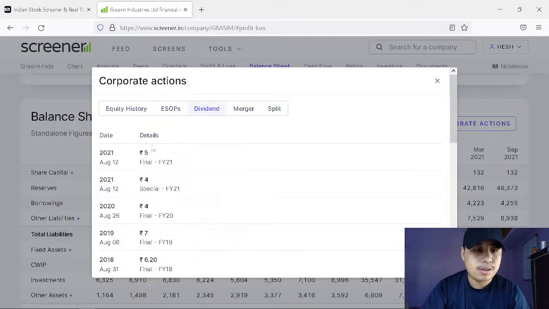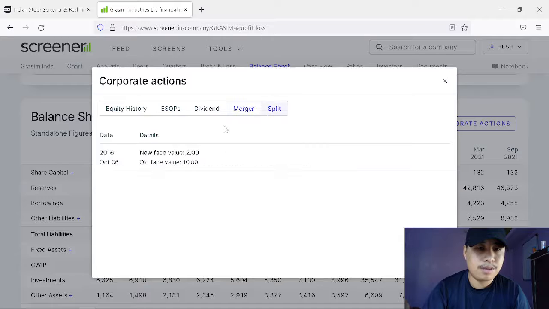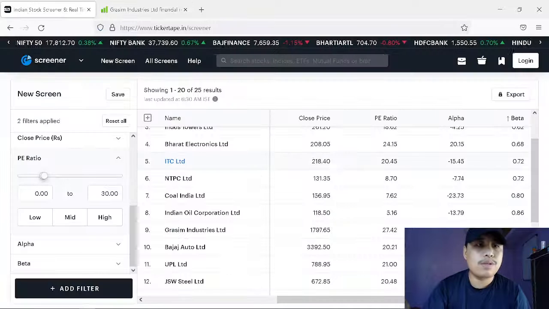Let's look at dividends. Last year they paid around nine rupees, right? But if you look at share price, it is very low compared to Bharat Electronics. But Bharat Electronics is better. Has there been any merger? Here there is one more, a split here. So this is it for these two stocks.